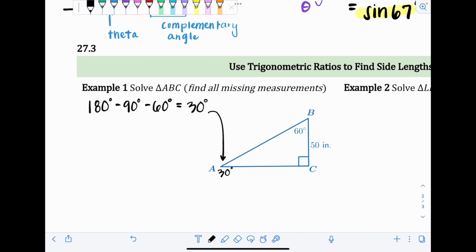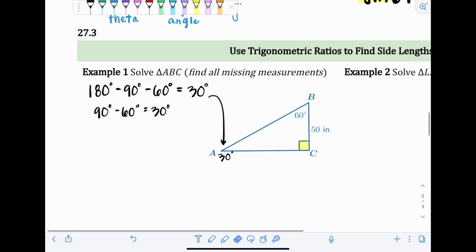The other way of doing it is we went over a rule in 27.2 about if there is a right angle in a triangle, the other two angles must be complementary, which means that they add up to 90 degrees. So if I wanted to use that approach, I could take 90 degrees and then subtract one of the other two angles that are not the right angle. So do 90 degrees minus 60 degrees. And that would leave me with 30 degrees also. So we get the same answer either way. It doesn't really matter which way you do it, just whichever way feels comfortable to you is best. Okay, so angle A is 30 degrees.